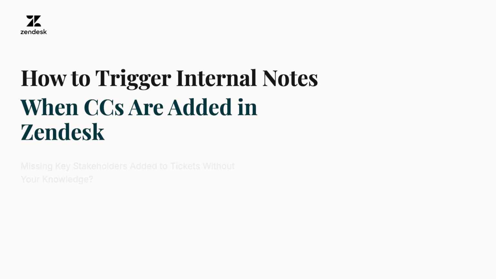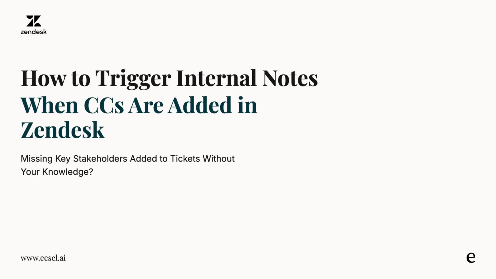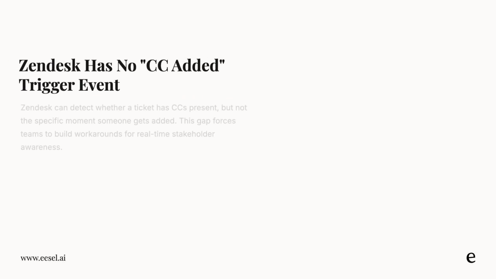You're deep in a ticket, and someone just looped in a manager, a legal contact, or an external consultant without telling you. Zendesk never sent an alert. You found out too late. This is how you fix that with a trigger that adds an internal note the moment CCs appear on any ticket. Here is the catch.